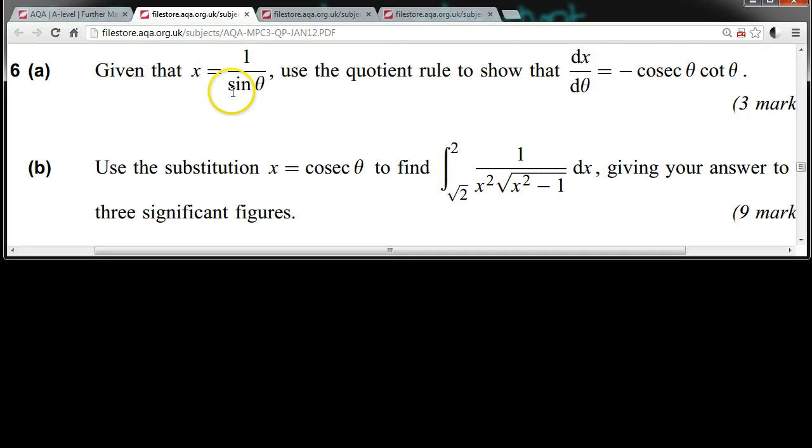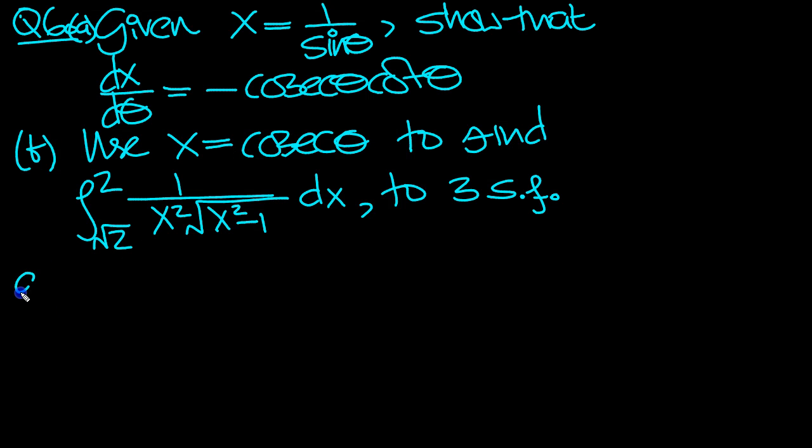Given that x equals 1 over sine theta, use the quotient rule to show that dx d theta is equal to minus cosec theta cot theta. Use the substitution x equals cosec theta to find this integral, giving our answer to 3 significant figures. Okay, here's the question in summary form then, part A.